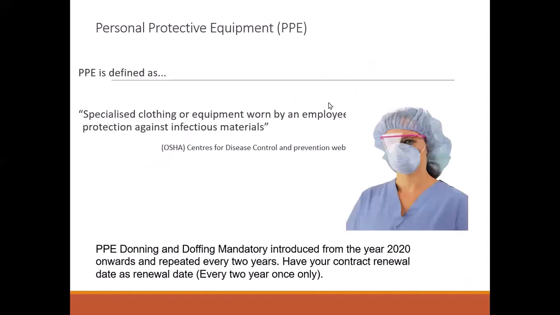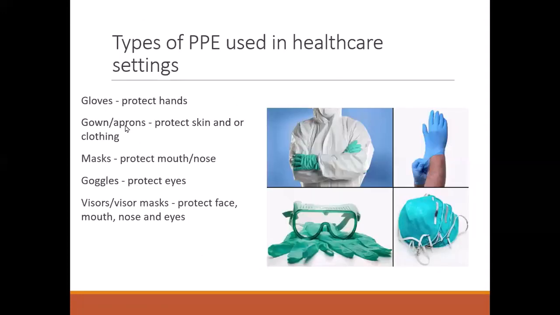The PPE, especially during COVID, we all know the types of PPE that we have to utilize, like gloves, gown, mask, goggles, visor, or the visor with mask, another word for which is the face shield. And it is important for you to know where it is located, and you should have a stock of all the required PPE in every department.